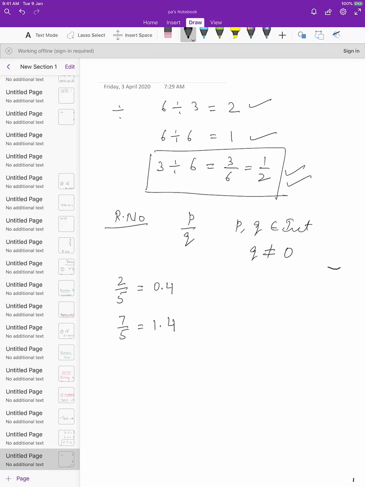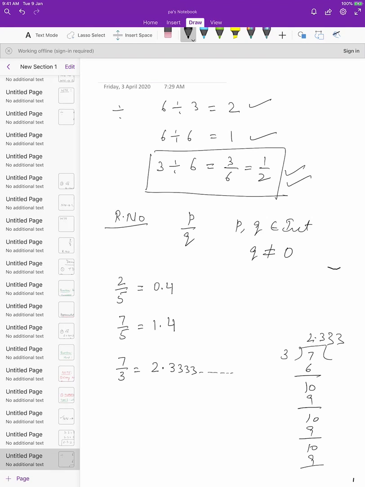it gives me 1.4. What if I take 7 by 3? It gives me 2.3333 and so on. If you divide 7 by 3, you get 3 2s are 6. Then you put a decimal point, 3 3s are 9, and you will see that you will keep on going, and this is a never ending division.